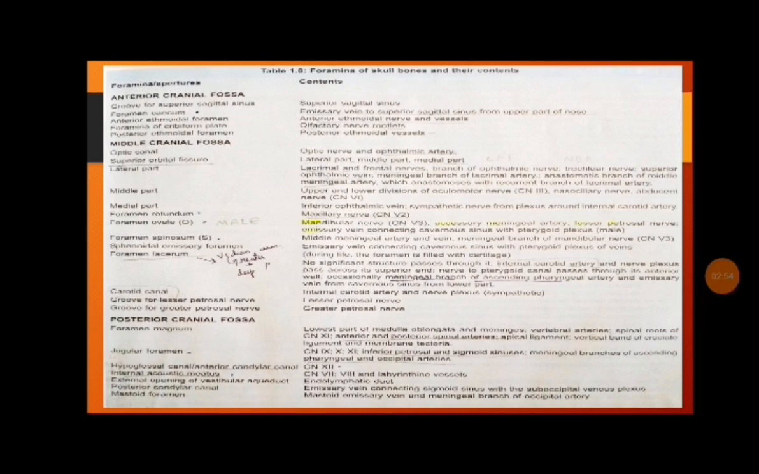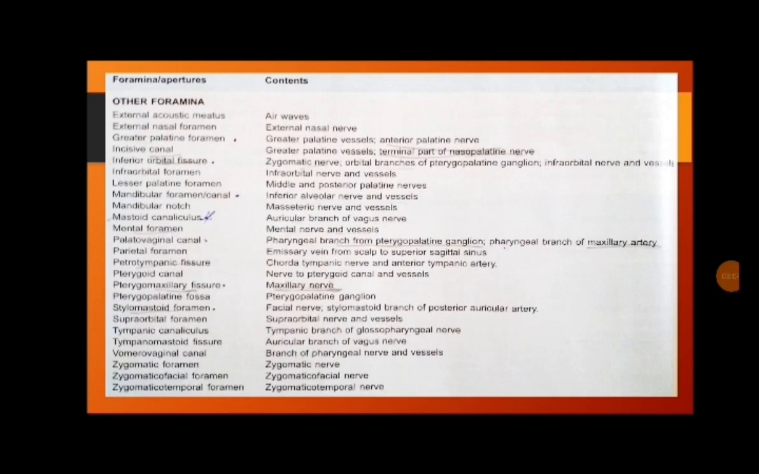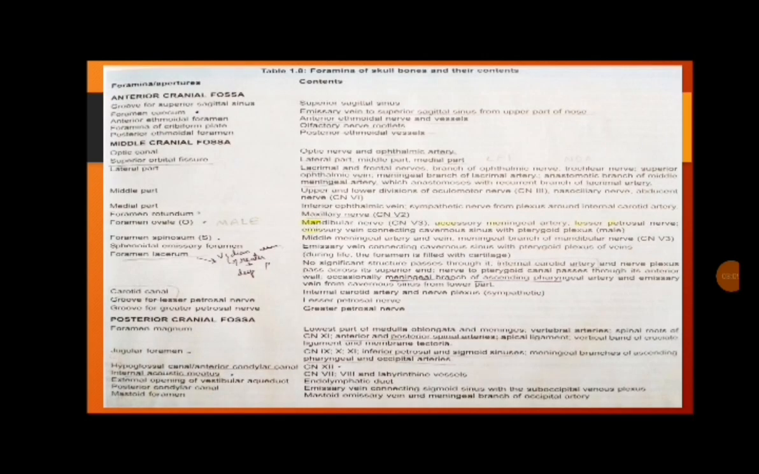So here we have the anterior cranial fossa, middle cranial fossa, posterior cranial fossa, then other foramens. Through the anterior cranial fossa: the groove for superior sagittal sinus; foramen cecum, emissary vein to the superior sagittal sinus from the upper part of the nose; anterior ethmoidal foramen; then the foramina of the cribriform plate, olfactory nerve rootlets; posterior ethmoidal foramen, posterior ethmoidal vessels.